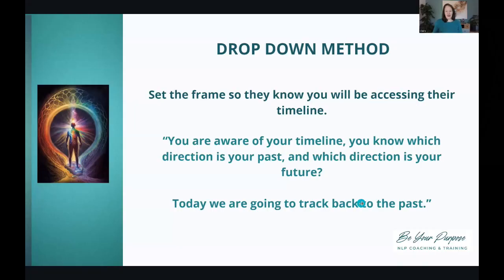Pretty cool. So, like most NLP processes, set the frame so that there's that, you've learnt this, it's a one-time learning, so therefore the changes can happen quite quickly. Set the frame up to know that they're going to be accessing their time stream or their timeline. And you have to have gone through the timeline process with them beforehand, so they already know intuitively which way is the past, which way is the future, because one of the first pieces of this process is to go back in time to the very first event, and then we drop down.